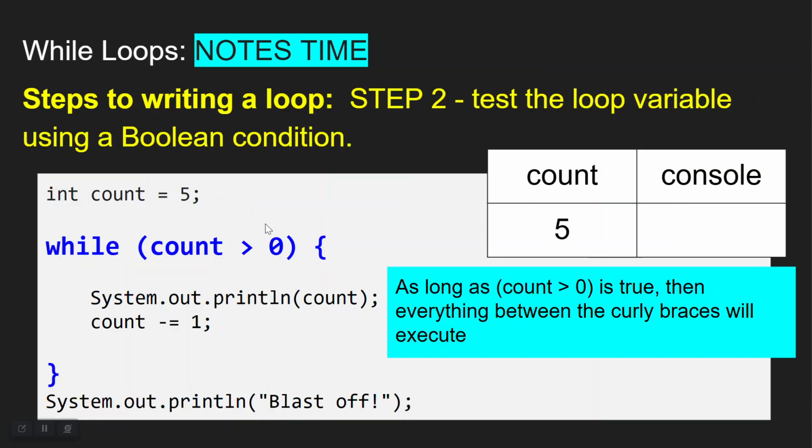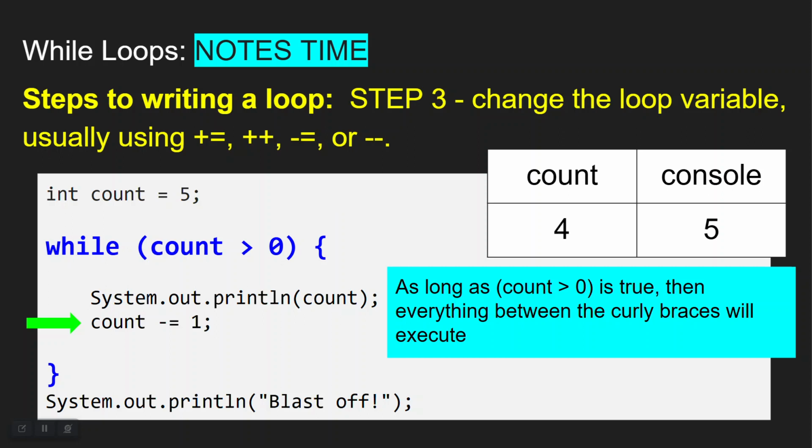And now we need to go ahead and give it an endpoint. So it says while count is greater than 0. So now when count equals 0, that's our endpoint. So as long as count is greater than 0, then everything in between our curly braces will execute. All right. So we're going to print 5, and then count goes down.